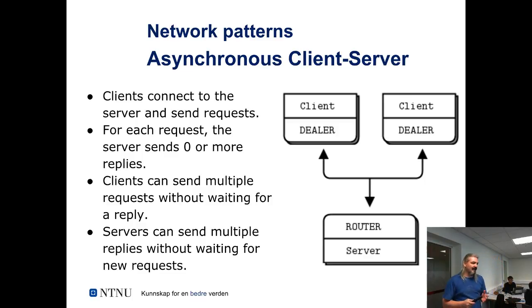So network patterns. So there's asynchronous client server. So the client connects to the server and sends a request, and then for each request, the server sends zero or more replies. The client can send multiple requests without waiting for a reply. So you as a client can ask me lots of questions, and eventually I'll get around to answering them all. Servers can send multiple replies without waiting for a new request. Right. So here, this is completely asynchronous. You can send me stuff. I can send you things. We have two open sockets usually, and we're just talking back and forth to each other.